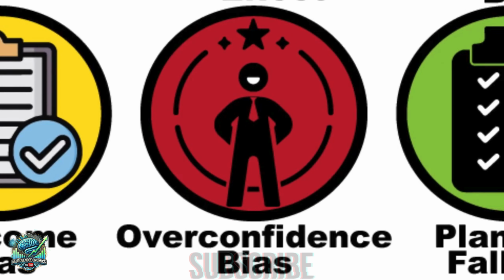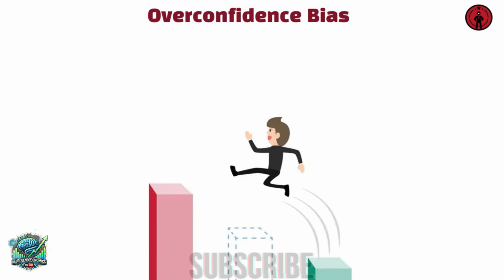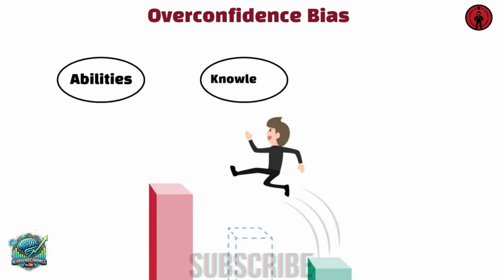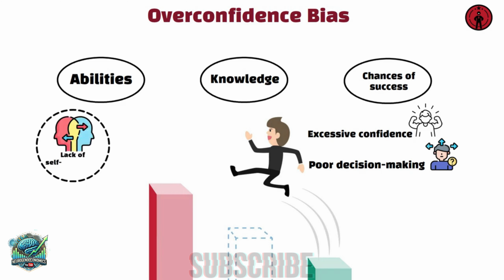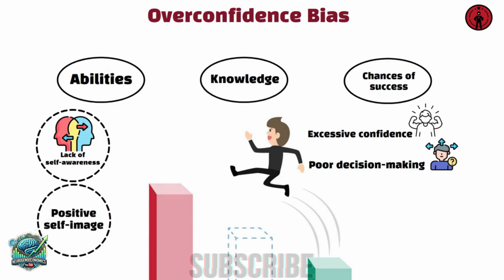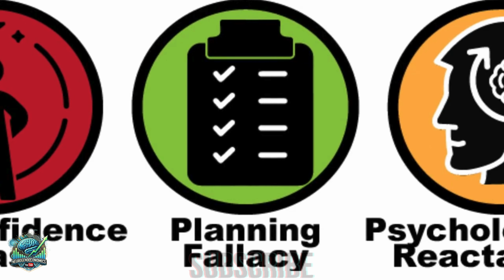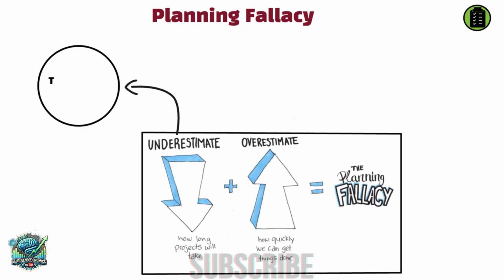Overconfidence bias. The overconfidence bias is the tendency to overestimate one's own abilities, knowledge, or chances of success, leading to excessive confidence and potentially poor decision-making or risk assessment. This bias can stem from a variety of factors, including a lack of self-awareness or a desire to maintain a positive self-image.